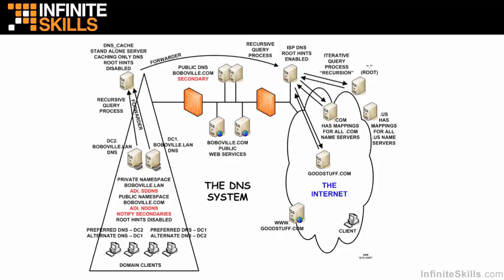Now, those two DNS servers up in the DMZ will only ever hold that one zone, boboville.com. They will never hold information for boboville.lan. Why? Because those guys are going to be hammered on all the time by all the bad guys out there on the internet. So anything in that DMZ, I need to make them hardened and only put information out there that I want the internet and the bad guys to gain access to. So I only put my public zone out there and never my boboville.lan private zone out there.